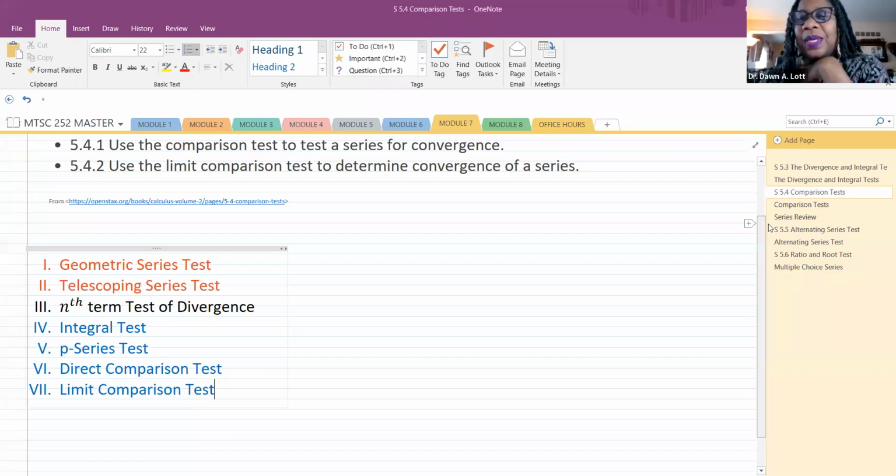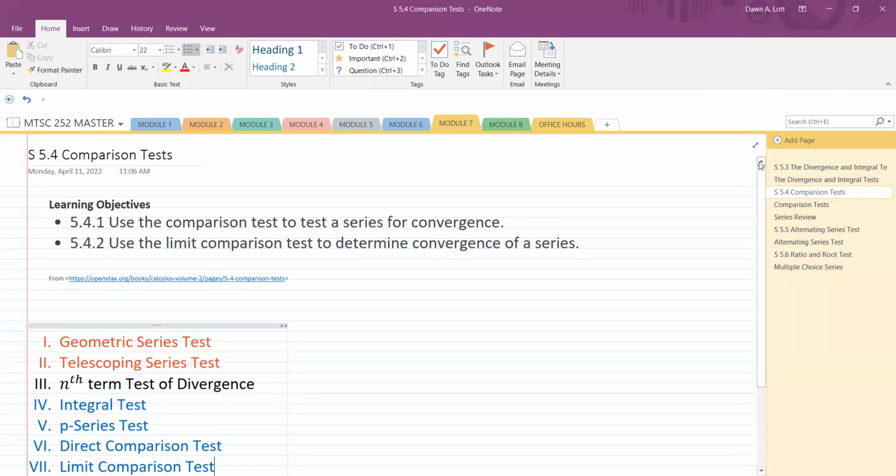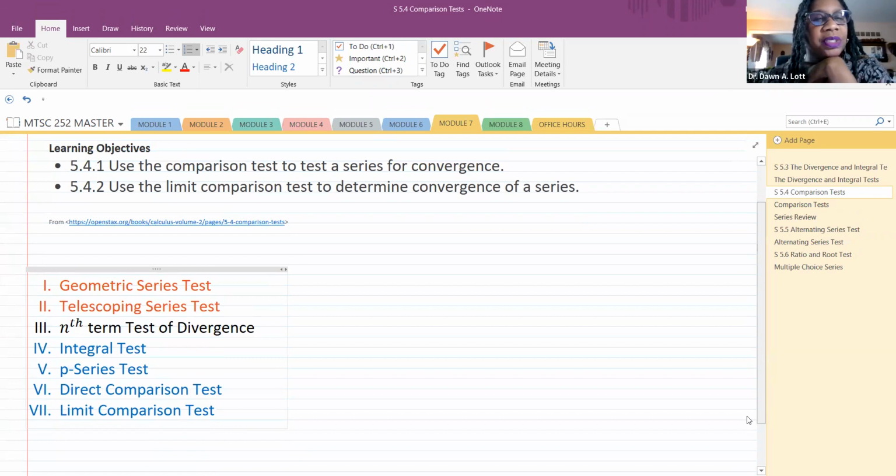Alrighty, so we have gone through several series tests. Today, we are going to learn about the comparison test. There are two. As you can see, we have done the geometric series test, the telescoping test, the nth term test of divergence, the integral test, and the p-series test. Today, we're going to do the direct comparison test and the limit comparison test.